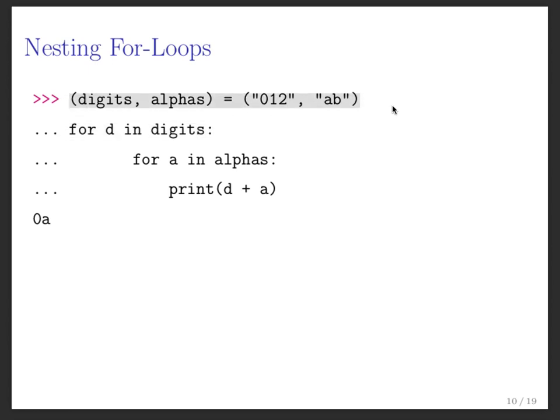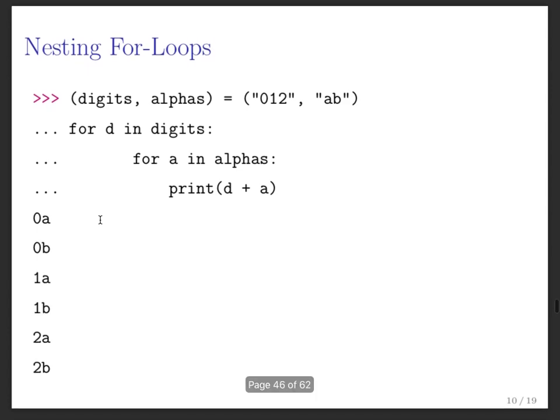Python walks to this line, it sets those variables. Python walks to this line and it knows that it should start repeating something. It will take d in digits and set d to 0. And then it will walk to this line and realize that it has to repeat something, and it will take a to be a. Then it will print the value of d plus a, which is 0 plus a. So that's the first thing that gets printed. What's the next thing that gets printed? 0b, and then the rest.